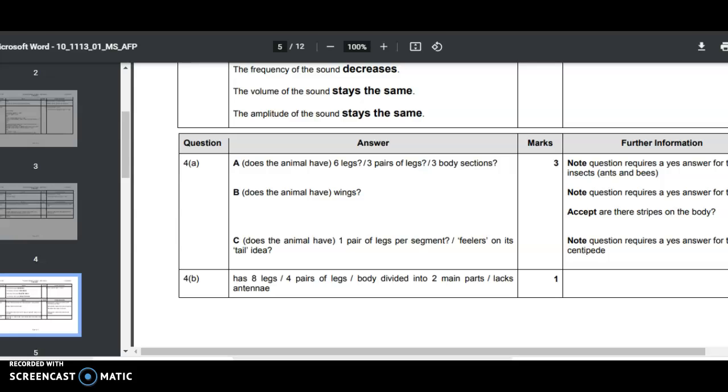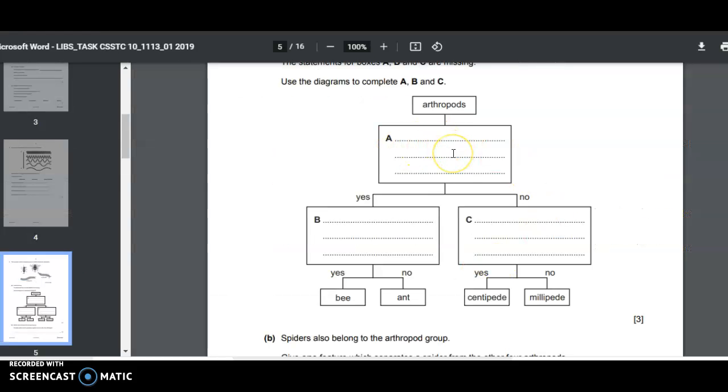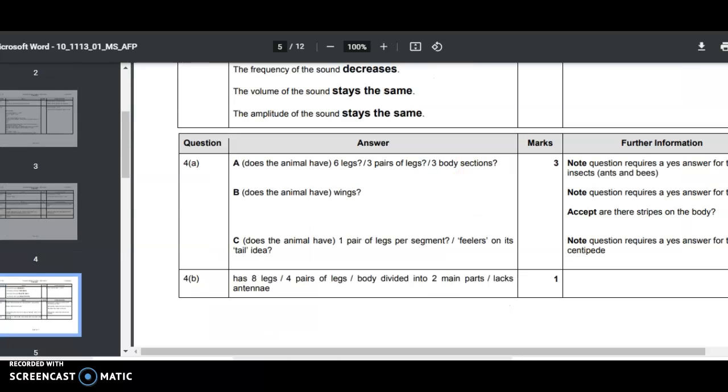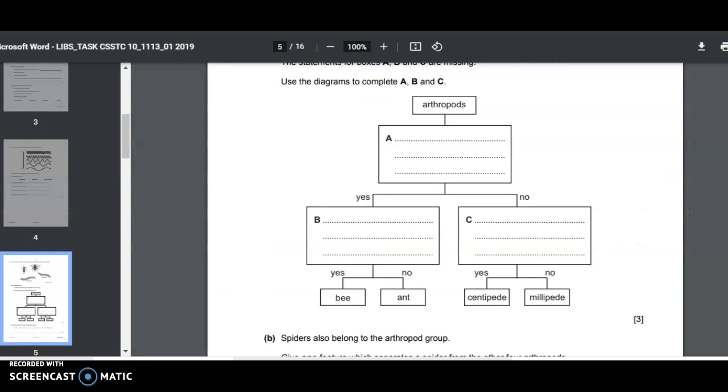So does the animal have 6 legs or 3 body sections? That is something that would divide an insect from a myriapod. So we could write that in A. So the idea is, like, do bees and ants have 6 legs? Yes. And do myriapods have 6? No. So then this would go here about the legs.